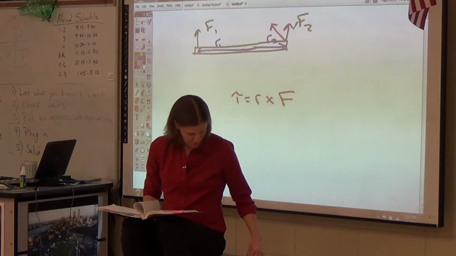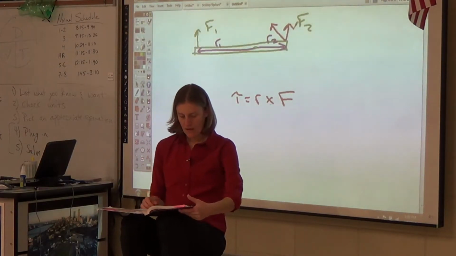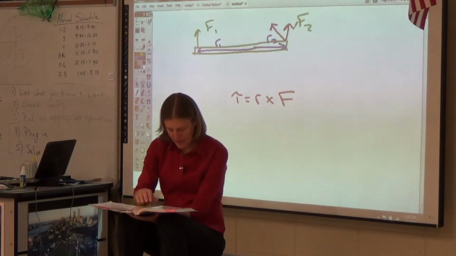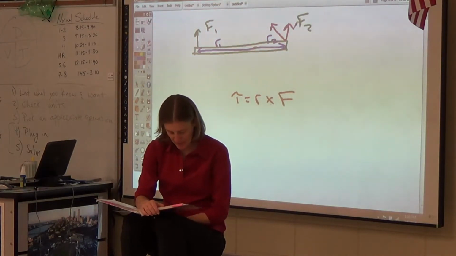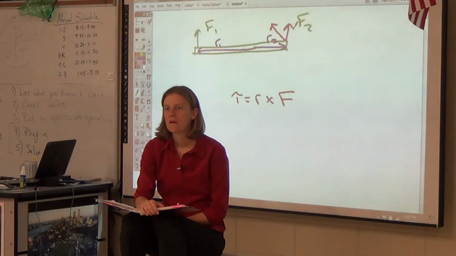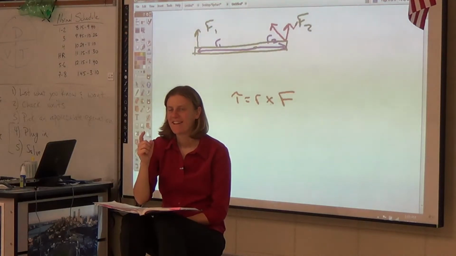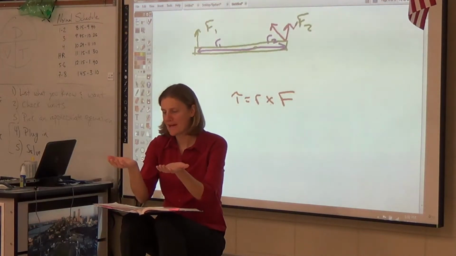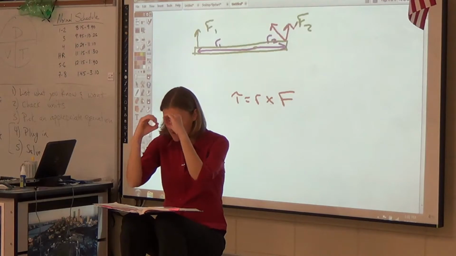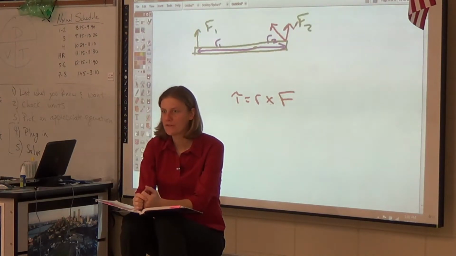All right, number 4, Thomas. A solid brass cylinder and a solid wood cylinder have the same radius and mass. If they have the same radius, Connor, how could the brass and the wood have the same mass? They're the same size disc. What would have to be true about the wood cylinder?